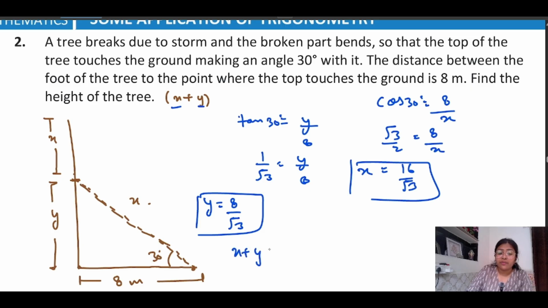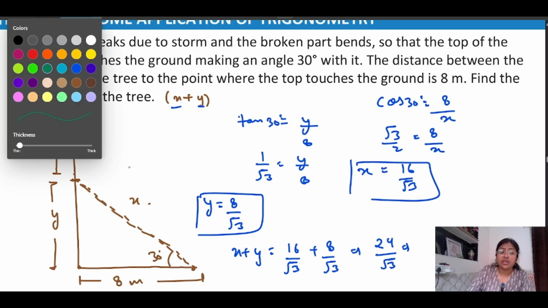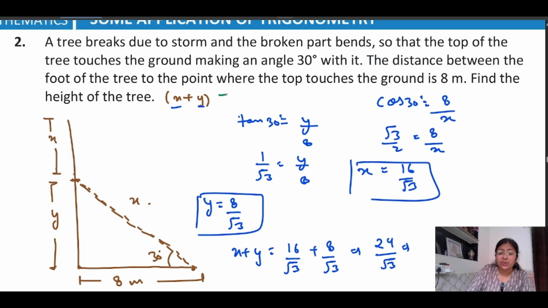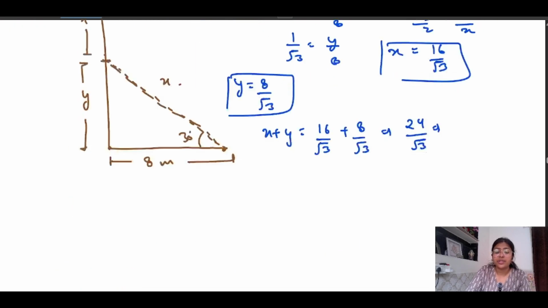So x plus y will be 16 over root 3 plus 8 over root 3. It is equal to 16 plus 8, yes, 24 over root 3. We will not leave our answer where the denominator is an irrational number, so we need to rationalize this. So the value of x plus y will be 8 root 3 meter. This is our answer. Okay, learners, now try this.